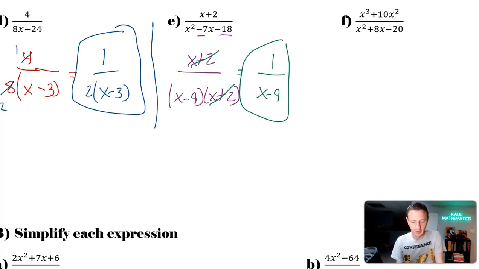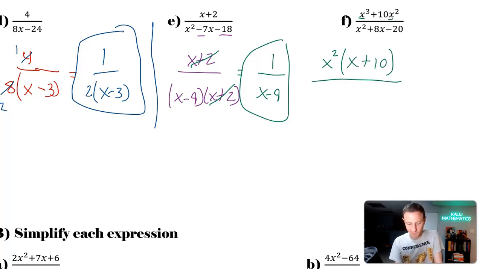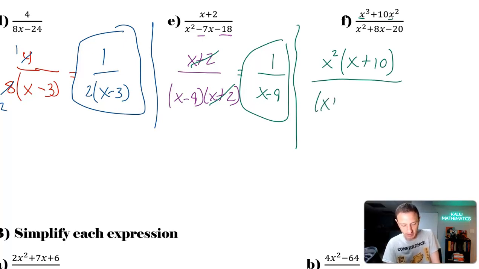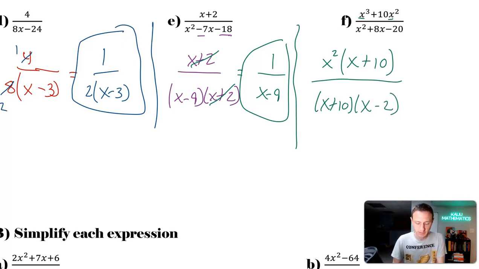On the letter F, x to the third plus 10x squared. I could factor out a GCF of x squared from there. So what am I left with? I'm left with x plus 10. In the denominator, two numbers that multiply to negative 20 and add up to positive 8. That's going to be x plus 10 and x minus 2, right? 10 times negative 2 is negative 20. 10 plus negative 2 is positive 8.